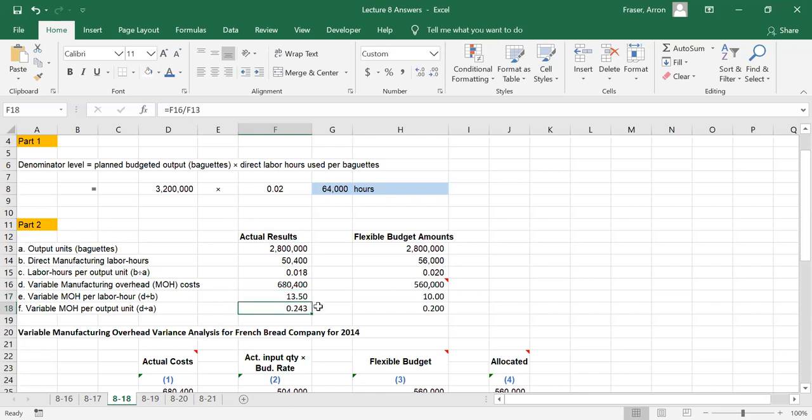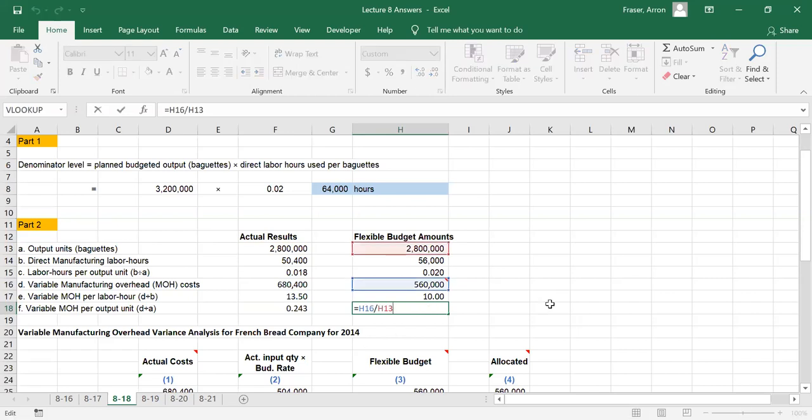And then finally, we look at the variable manufacturing overhead per output unit. We take the total actual cost of $680,400 and divide it by the actual output amount. We would have gotten $0.243 per baguette. Then for the flexible amount, it would be the $560,000 divided by the number of baguettes, which gives us $0.20 per baguette.